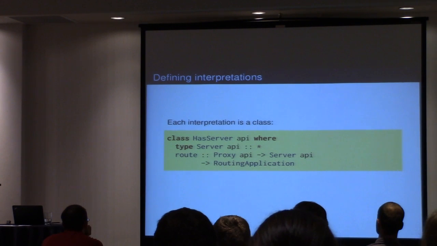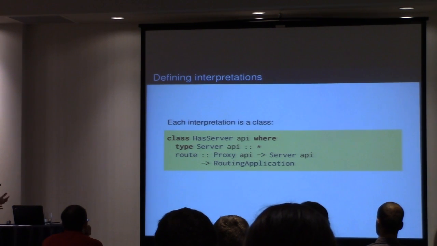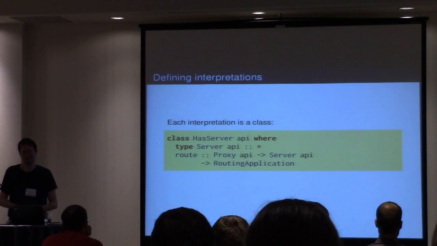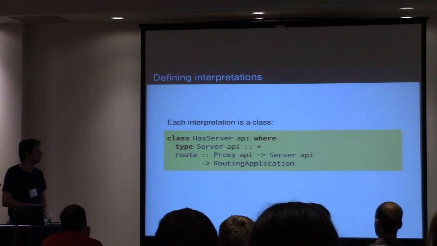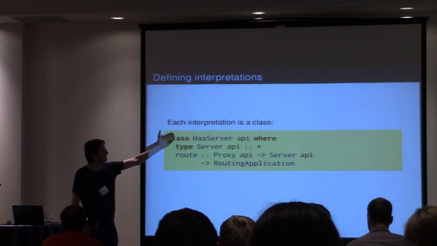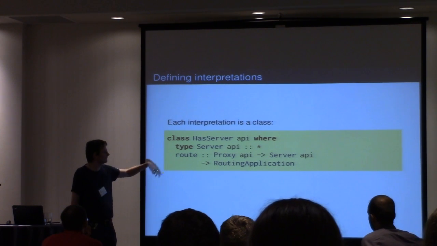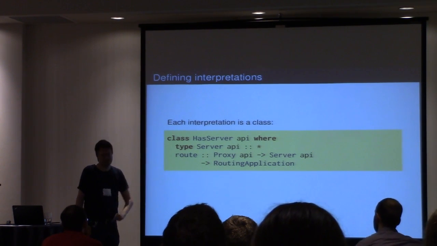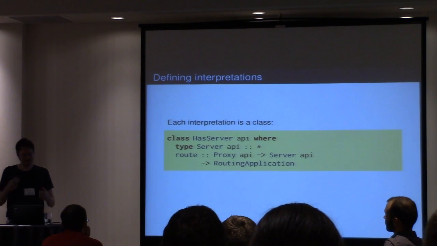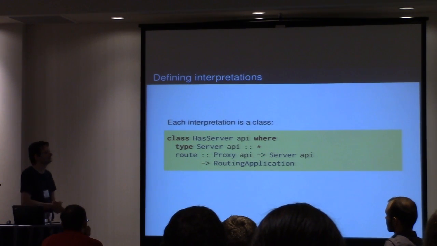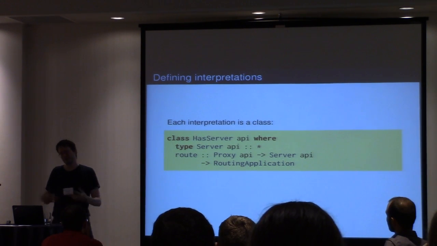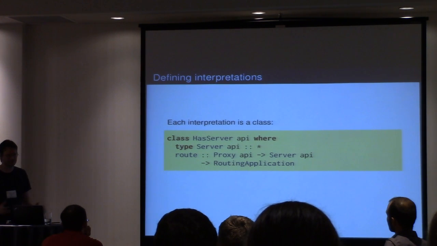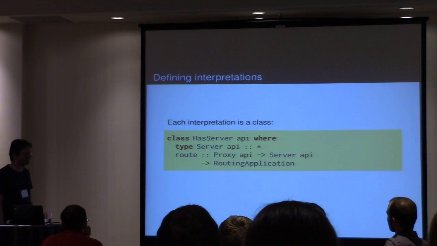And then how are interpretations defined? Each interpretation, as we've already seen from the types of the functions, is essentially specified by a class. So for example, the HasServer class provides a type function which computes the server of an API as the type of the handler for that API. And it also gives you a route function which has a very similar type to the serve function. And in fact, the serve function that we have already seen on the slides is just a relatively shallow wrapper around this route function in the end.